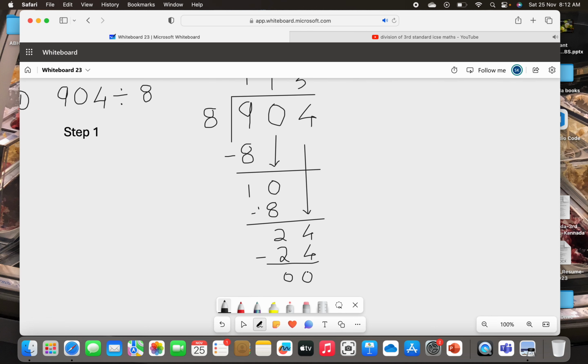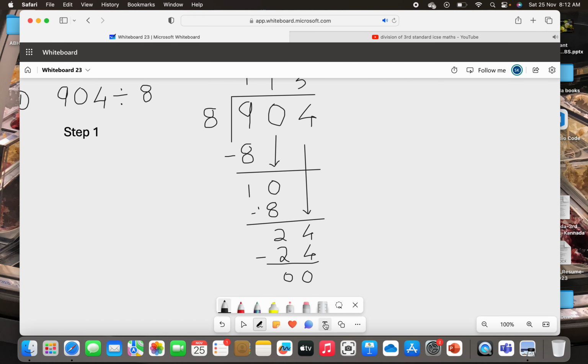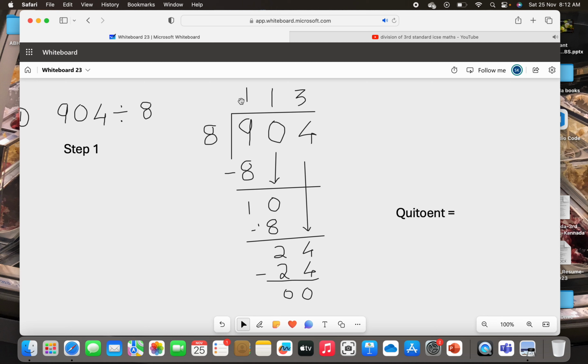Right? So, what are we trying to find? We are trying to find the quotient. Write it like this. Quotient is equal to, this is a remainder, this is a divisor, this is the dividend, and what you write on top right, this is the quotient. 1, 1, 3. Quotient is how much? 113. So that would be your answer. Write it in a box like this.